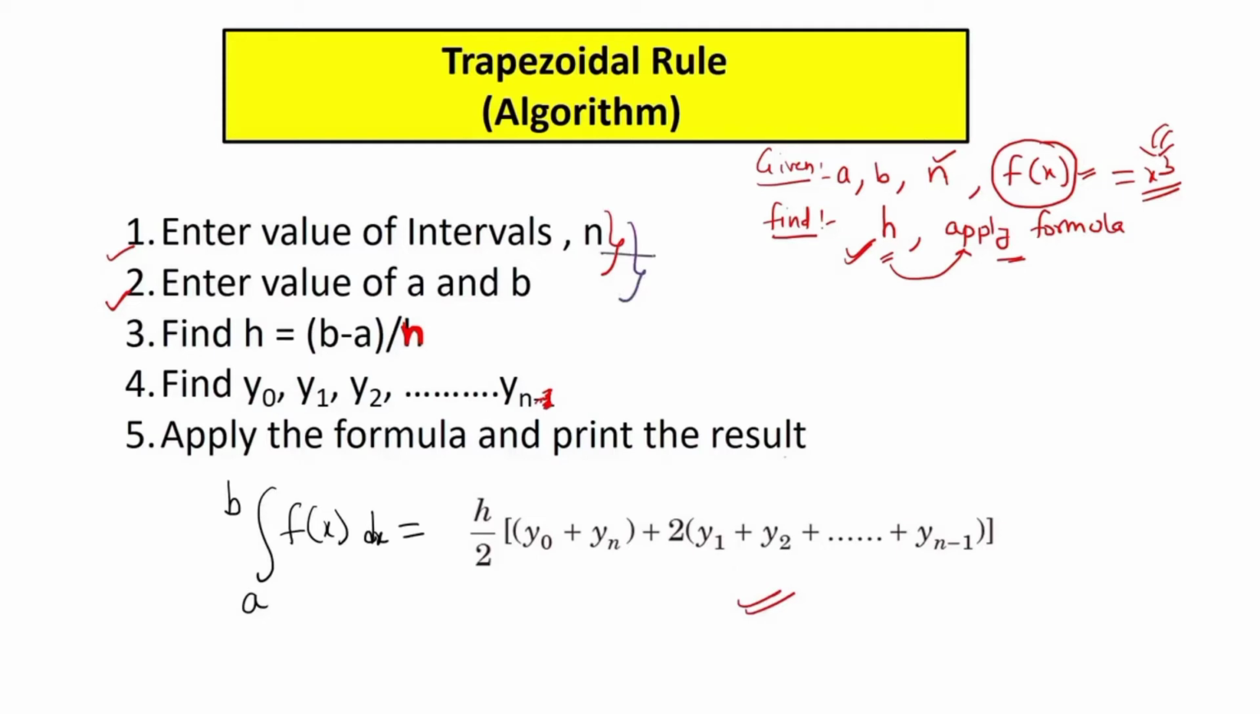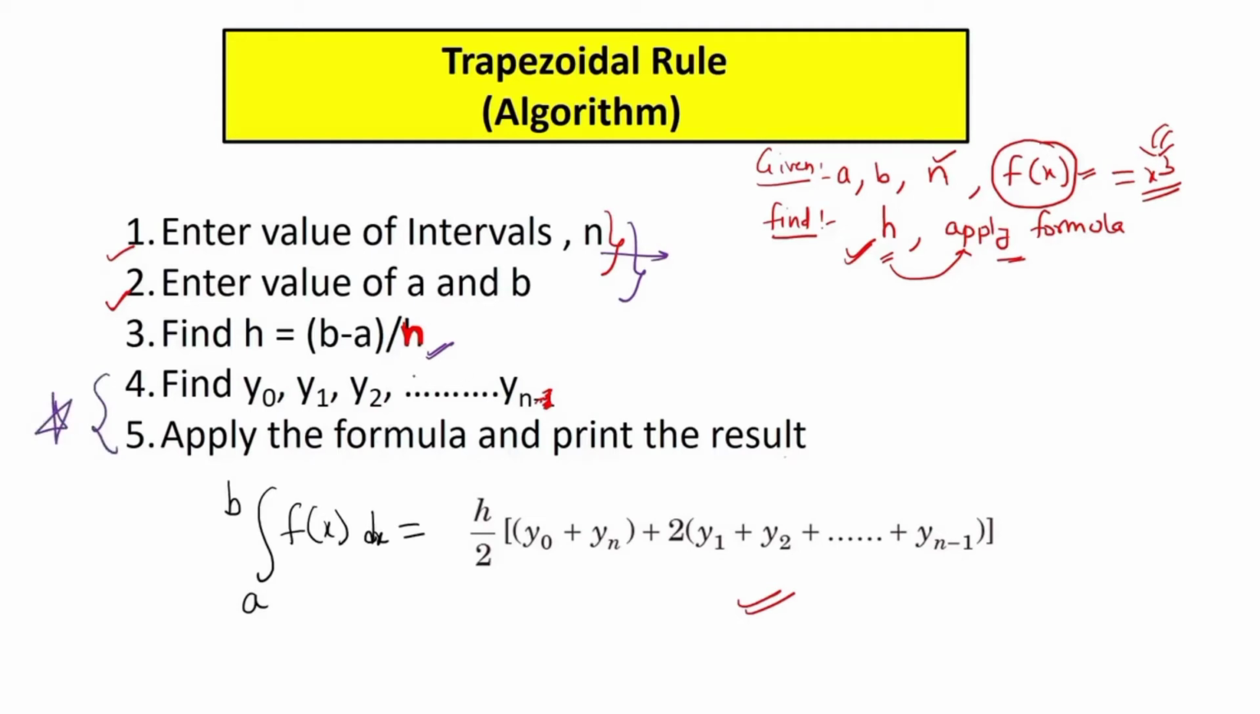You can just ask the user for all these values of n, a and b using scanf in a C program. You can also find this value of h, it is a direct formula. Now the question is how we have to find the values of y0 to yn and how we will apply the formula. So these are the main points that we will see.